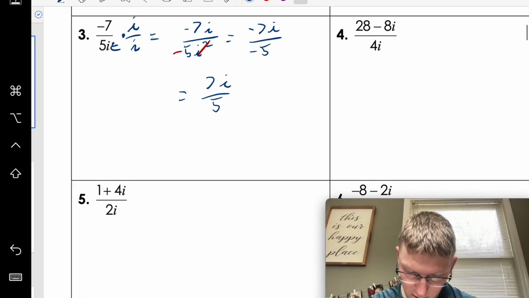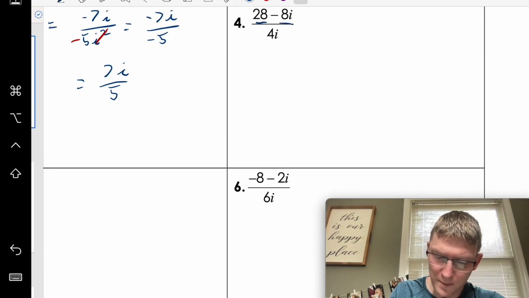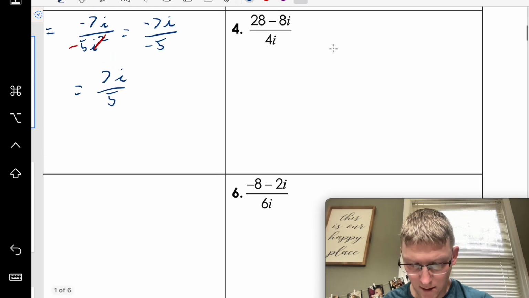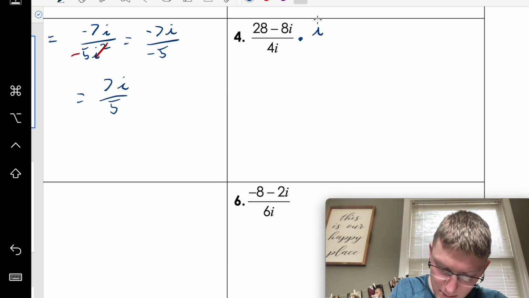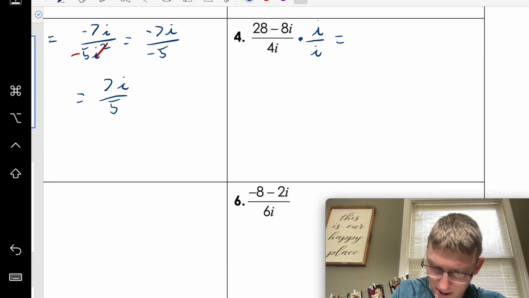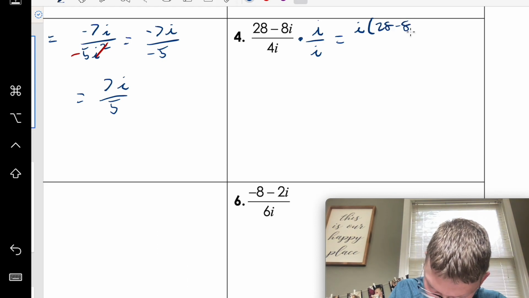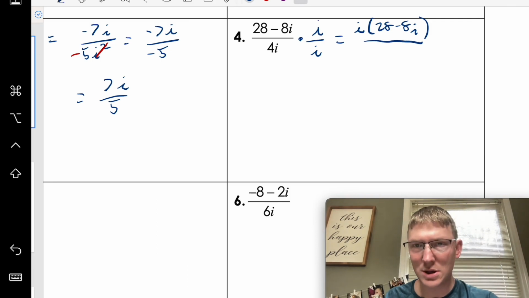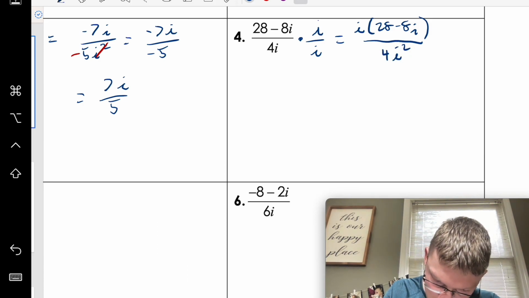That's fine. So what gets a little bit more interesting is when you have multiple terms on the top, but it's not terrible because you're just going to distribute whatever number you end up multiplying, the same thing as you would always do. So again, same process, multiply by i over i. So we multiply across the top. If I rewrite this, it would look like i times (28 minus 8i). So that's what's actually happening, and that's kind of a better way to write it to make sure that you distribute the i. On the bottom, it's just going to be 4i squared.